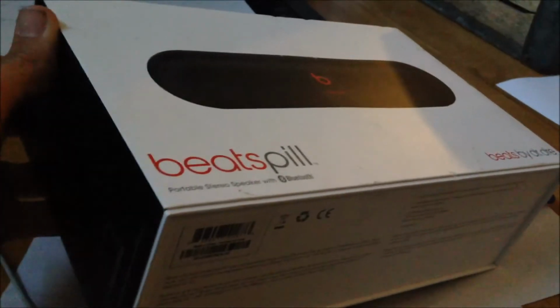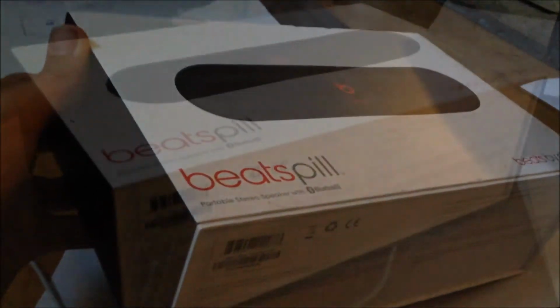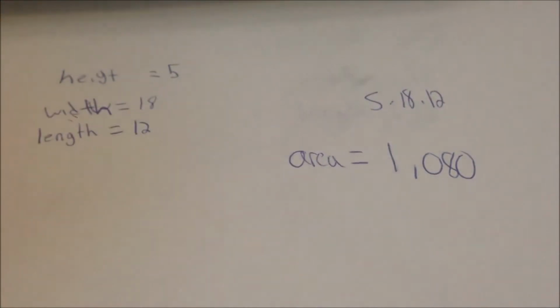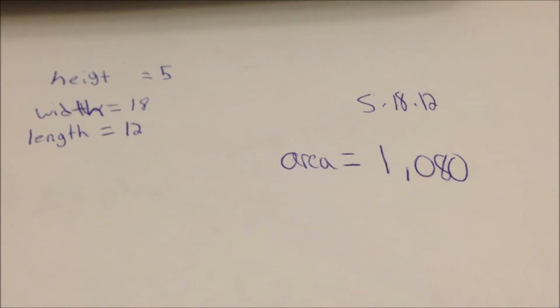This box is a three-dimensional rectangle. This is a three-dimensional box. With this, the height is 5, the width is 18, and the length is 12. To find the area, I would have to multiply 5 times 18 times 12. The area of the box is 1080.